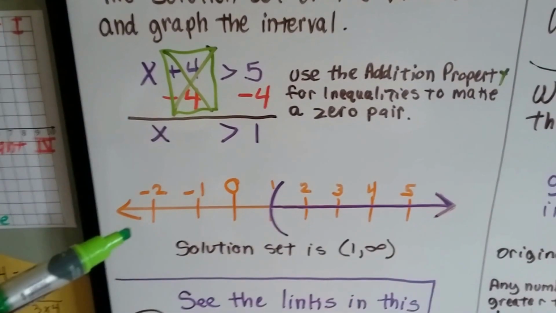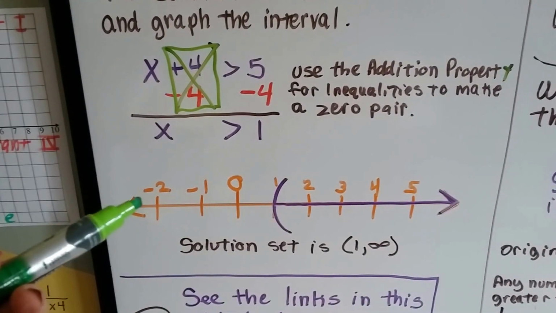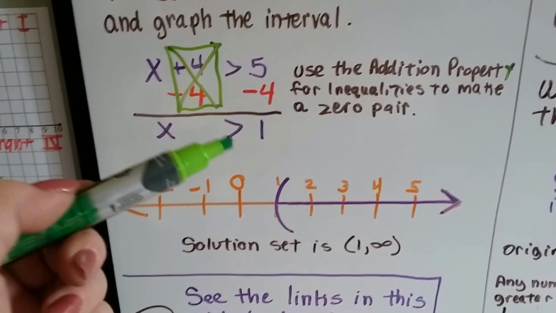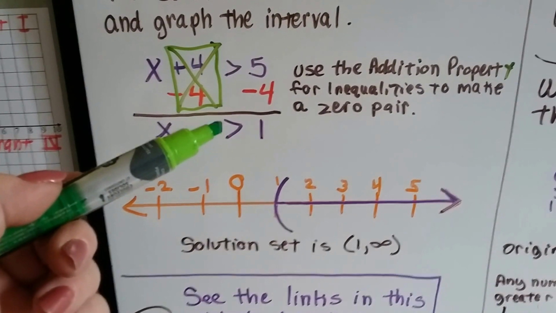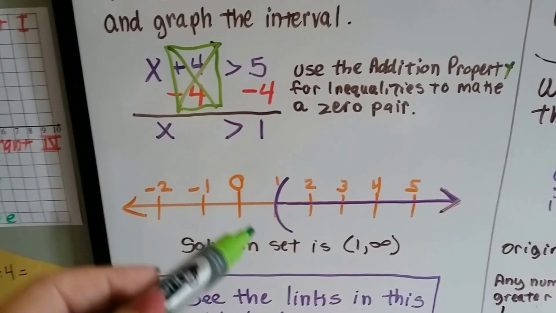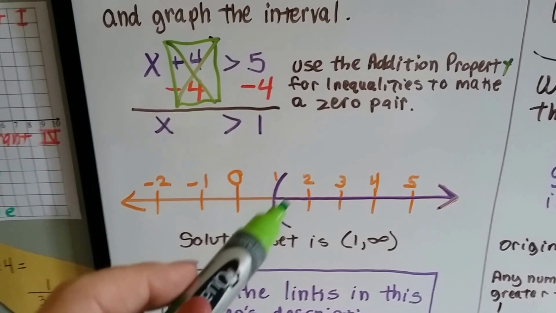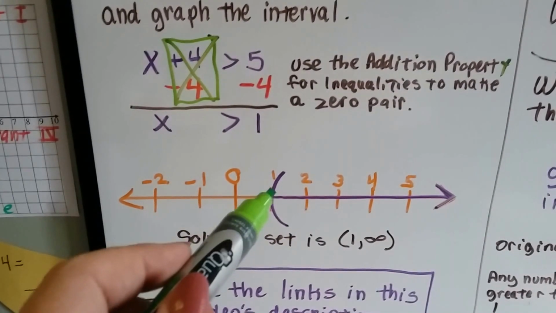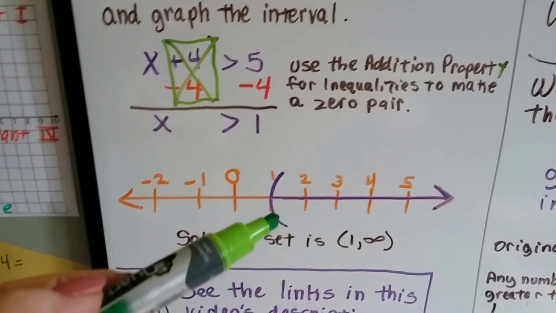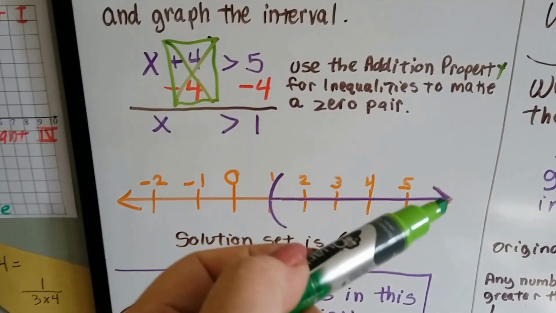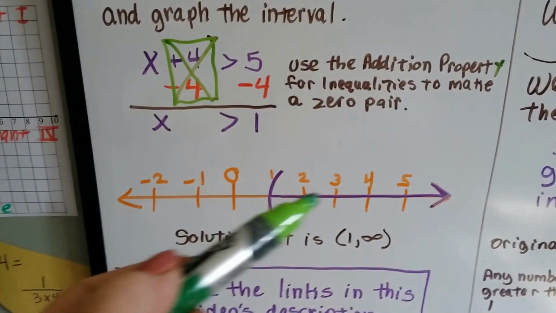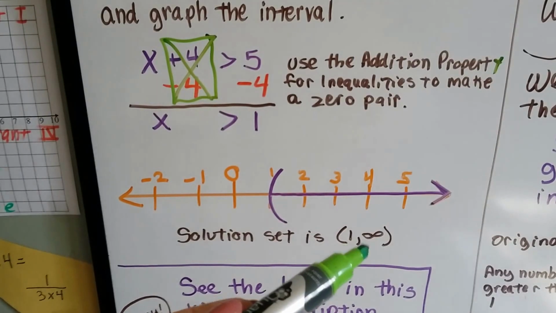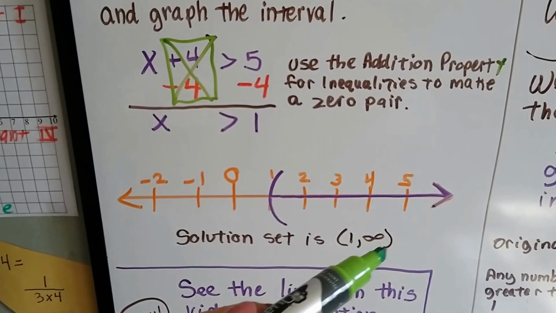5 take away 4 is 1, so we've got x is greater than 1. So simple. All we have to do is make our number line and show that x is anything that's greater than 1. Now, it doesn't include 1 because this is not an or equal to. It's just a greater than. So it doesn't include 1. So we use a parentheses, and I'll explain at the end of this video why we don't use an open circle. Okay, that's silly. You should use a parentheses. And we draw the arrow showing, going to infinity, that these are all greater than 1. See? Our solution set is a parentheses 1, comma, infinity symbol, parentheses.